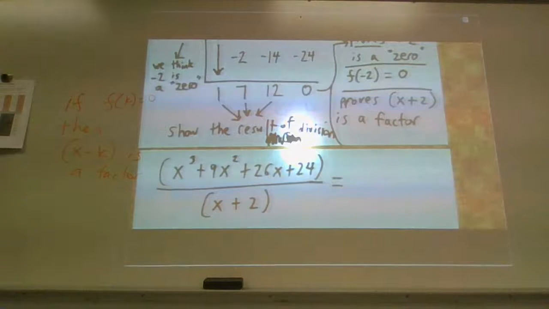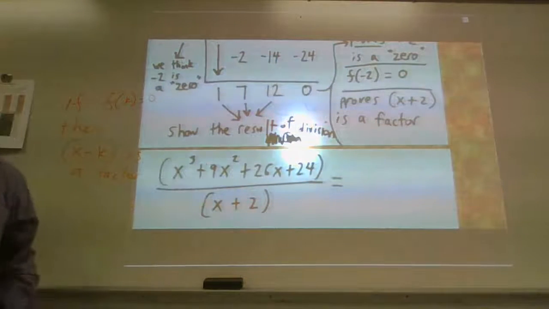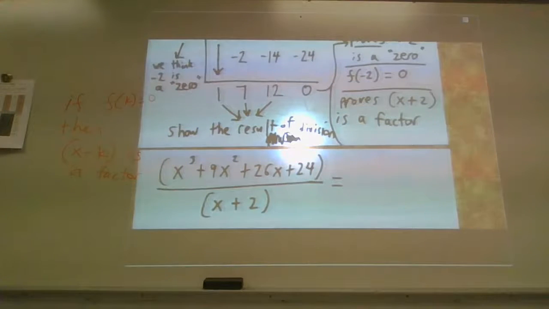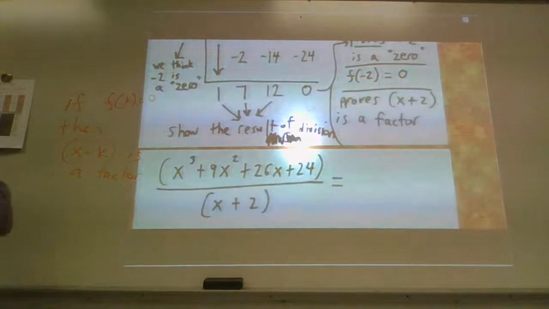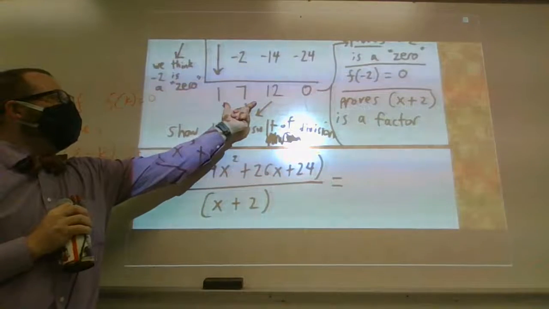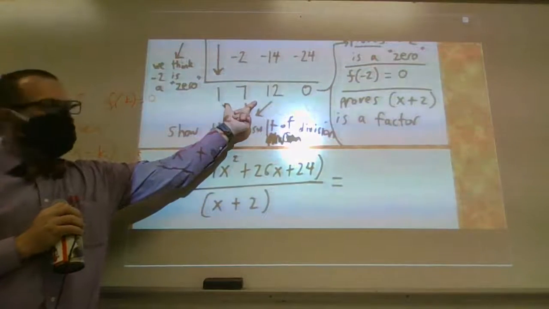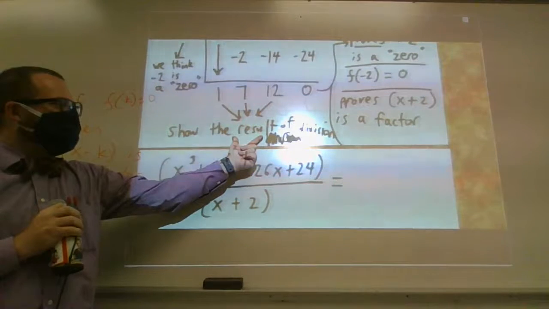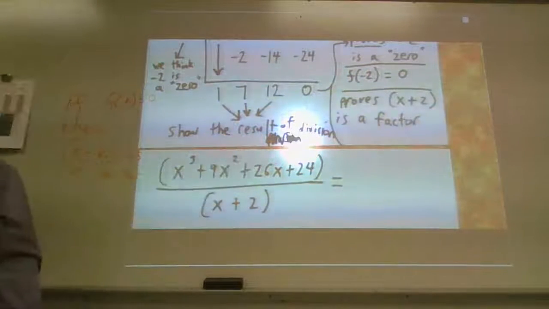It is amazing. We have actually taken this original polynomial and we have divided it by the factor x plus 2. That division, that act of dividing this polynomial, is shown here with these 3 numbers. It is the result of division. They are exactly what we need.